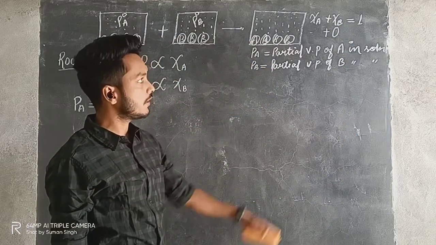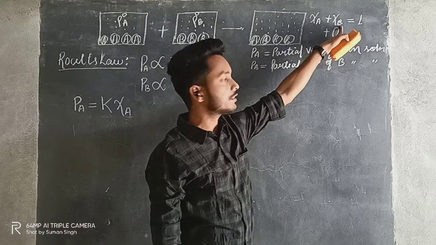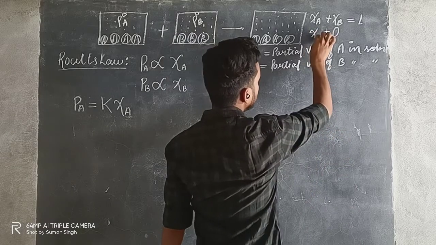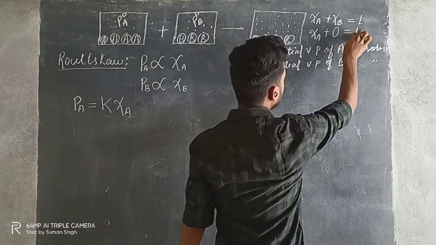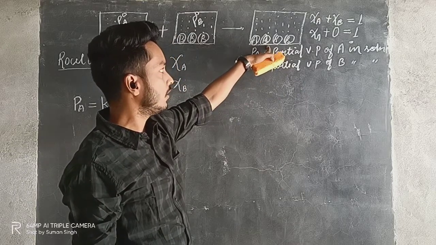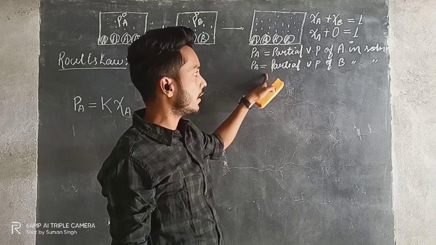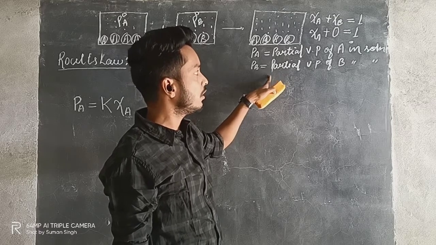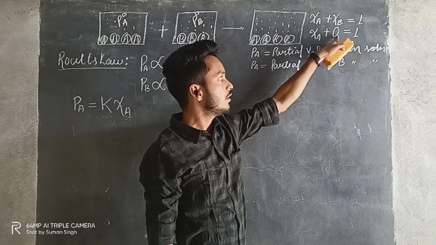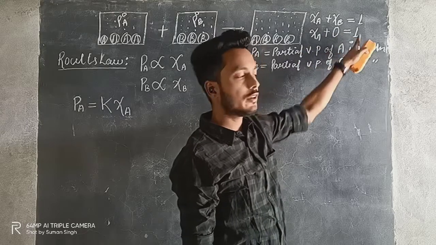If B is not present here, at that time the mole fraction of B is 0, right? Then what will be the mole fraction of A? It will be equal to 1. I hope you are understanding this. In this solution, we assume that B is not present, so the mole fraction of B will be 0, and the mole fraction of A will be equal to 1.